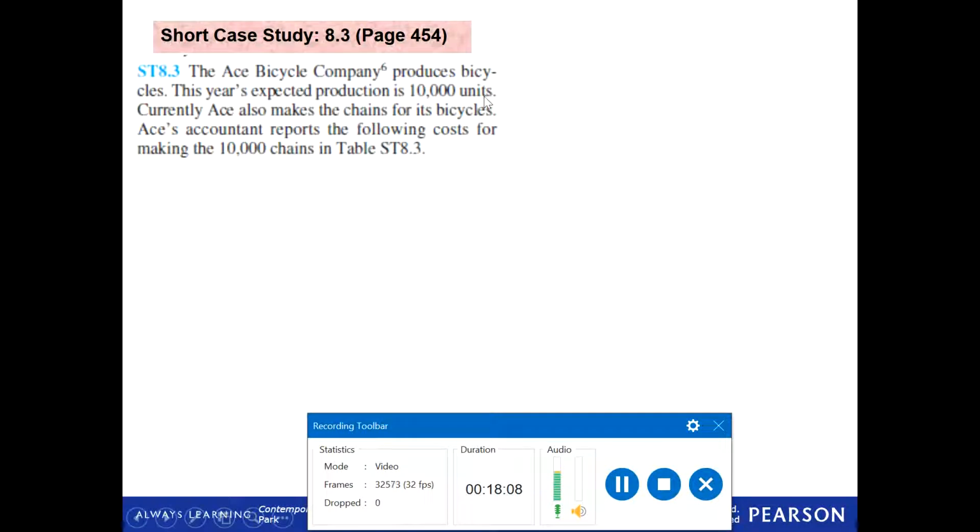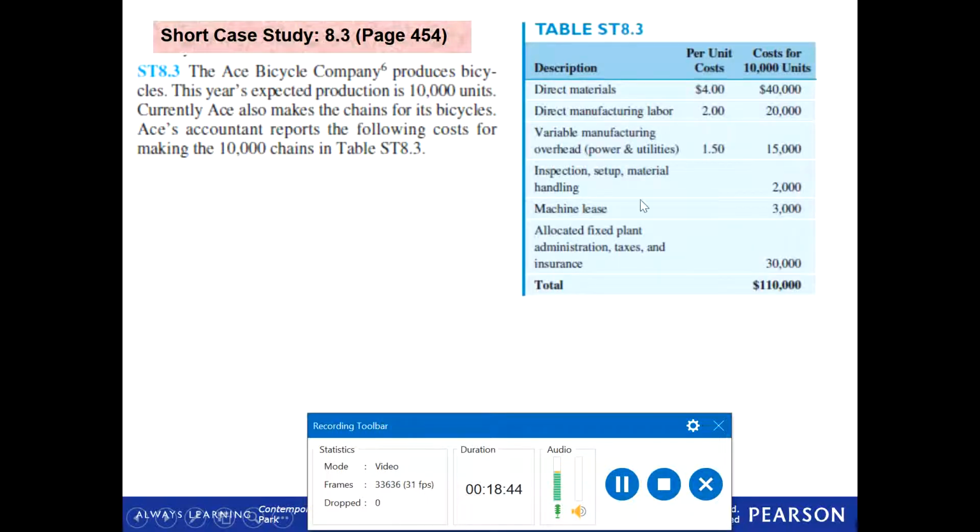The Ace Bicycle Company produces bicycles. This year's expected production is 10,000 units. Currently it also makes the chains for its bicycles. Ace's accountant reports the following cost for making 10,000 chains, as given. Now understand this one. This bicycle company produces bicycles, right? And they are going to produce 10,000 units. Also, one of the components in a bicycle is those chains, right? Now to make those chains, the cost is given. This is the cost for making chains, right?